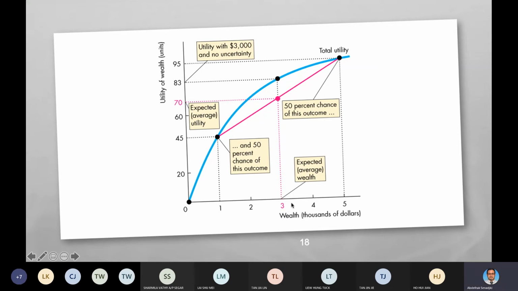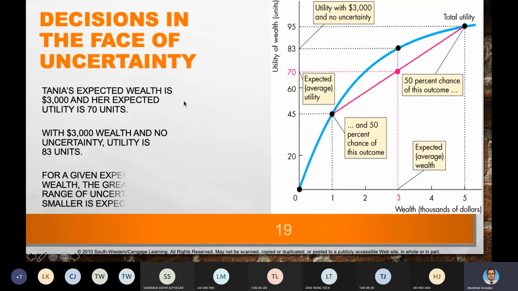The average will be 3,000, and the expected average utility will be 70. So Tina's expected wealth is 3,000 and her expected utility is 70 units. With 3,000 wealth and no uncertainty, utility is 83. So if she gets 3,000 with no uncertainty, she will get 83, which is very good. But the problem is, we have uncertainty, right? So for a given expected wealth, the greater the range of the uncertainty, the smaller the expected utility.